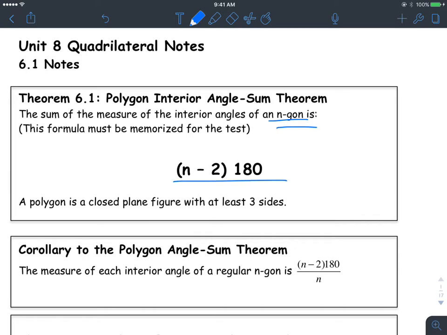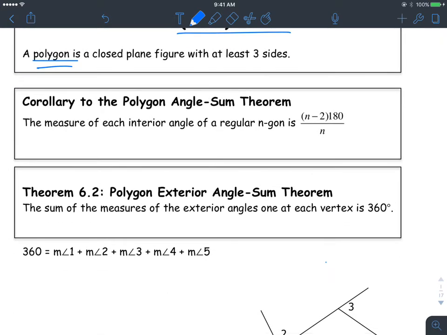You're going to use n minus 2. So you take away 2 from the number of sides and then multiply times 180. Alright, you can do this with any polygon. Remember, a polygon is a shape with 3 sides or more. Okay, let's say you had a regular polygon, whatever type of polygon you want. If it's regular, that means all your angles and all your sides are the same.